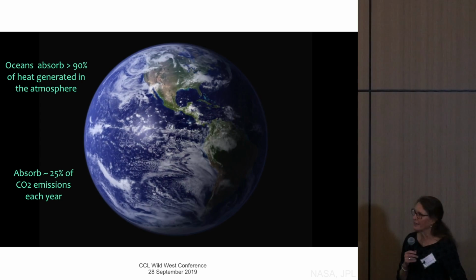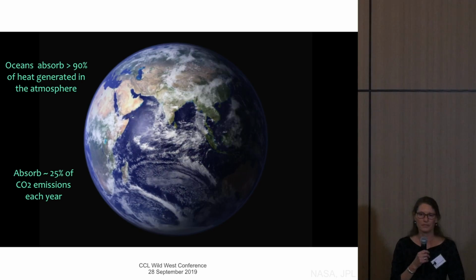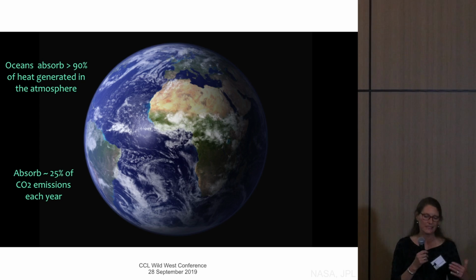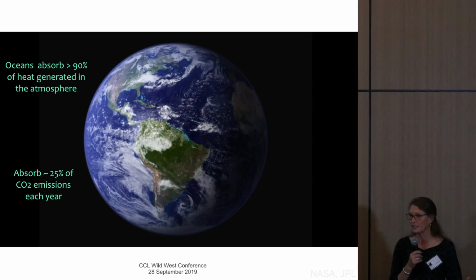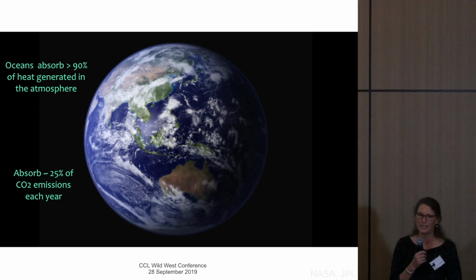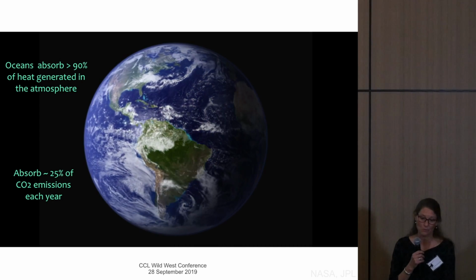So we know that a lot of the excess heat that's being generated in the atmosphere, about 90% of the heat is going into the oceans. The oceans are also taking about 25% of the CO2 emissions. That's got its own problems. I'm not going to be specifically talking about oceans today, but it's important to know that the oceans are taking up a lot of the excess heat at the moment.